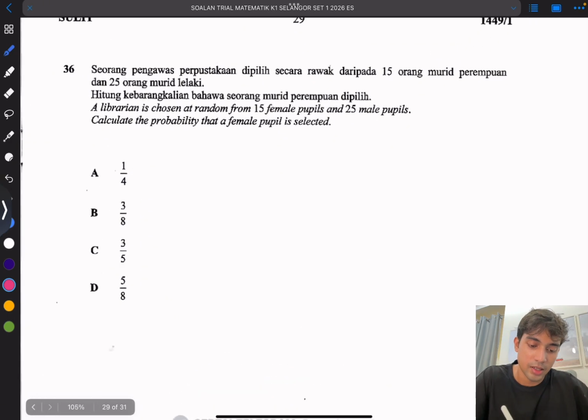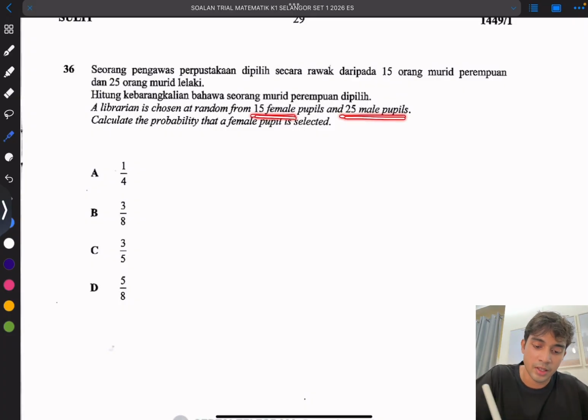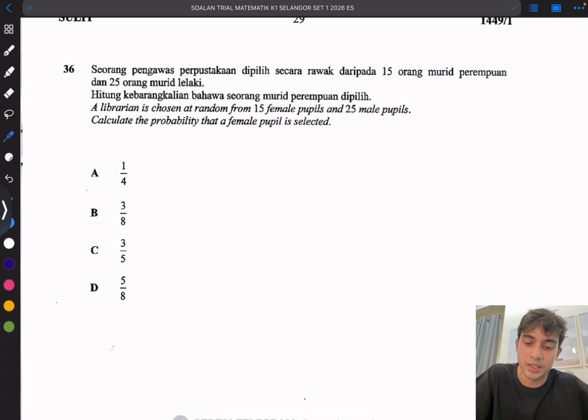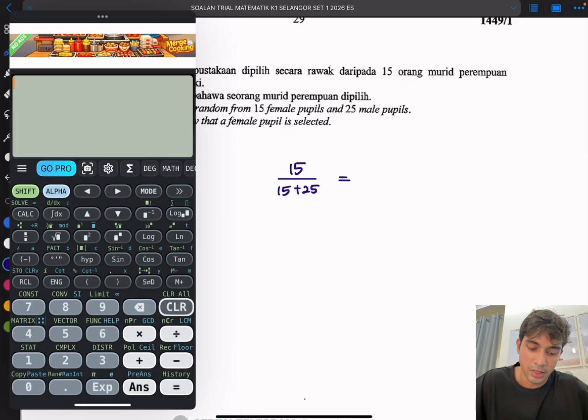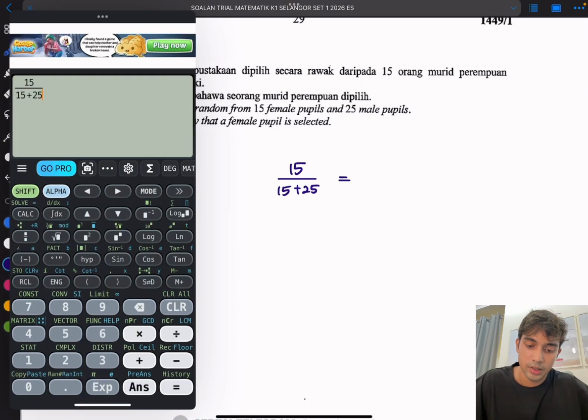36. A librarian is chosen at random from 15 females and 25 males. Calculate the probability that a female is selected. So we have 15 females. Altogether we have 15 plus 25 people. So the probability will be 3/8.